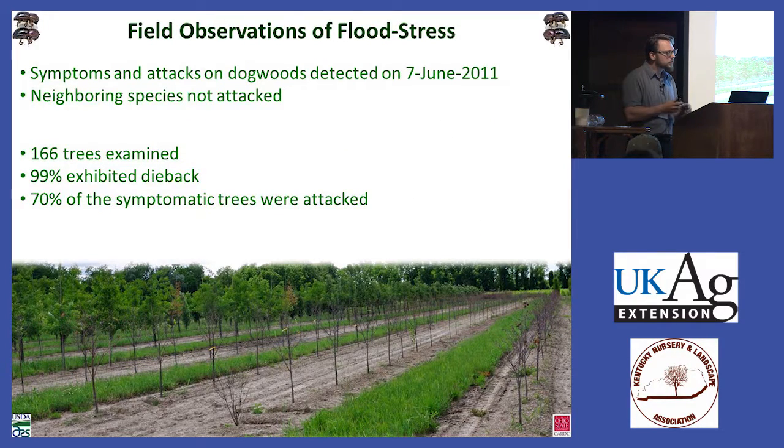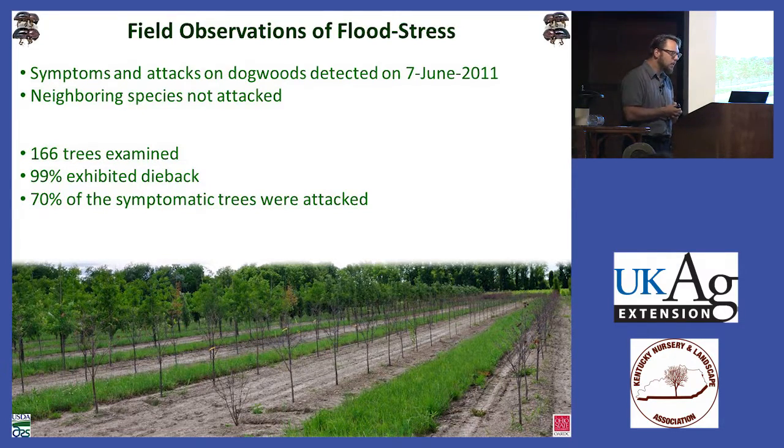So to give you some field examples, we had a grower that called and said that he had lost every one of his dogwoods in this particular plot that you can see here. And no neighboring species of trees were attacked. They certainly were on the species list capable of being attacked. So the grower concluded that he had lost all these trees to ambrosia beetles.